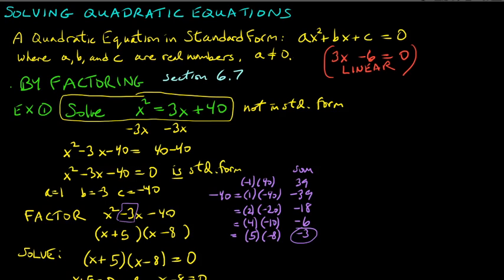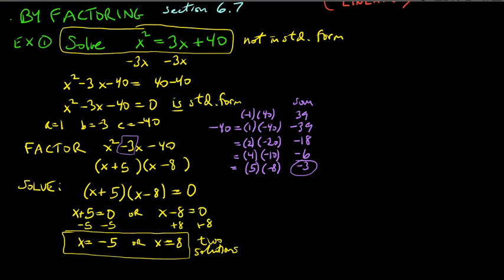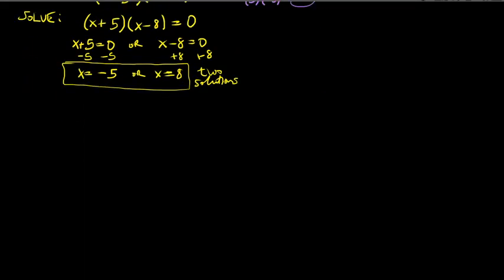Yes, 6.7. I just had to double check that. So yeah, I hope this helps. Review factoring. So that's one method that could work, of course.